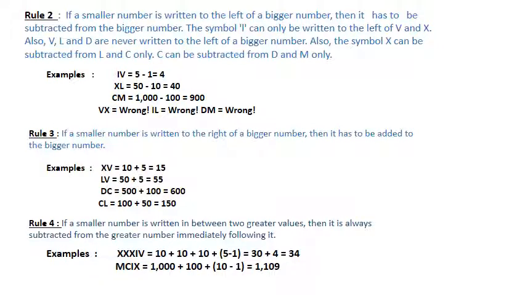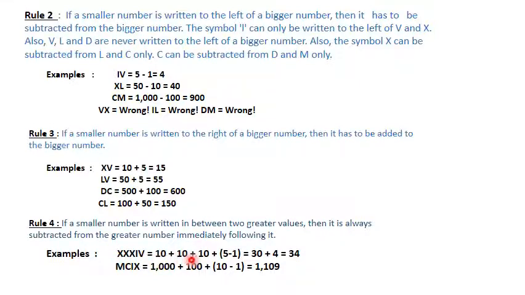Now see here, this I, which is the smaller number, is written between these two greater values. So in such a case what do we do? We subtract from the greater value. So what is the greater value in this? If you see here, children, X, X, X is repeated 3 times. So when it is repeated 3 times, what do we do? We add it. So the value of X is 10, 10, 10. 3 times it is written X, X, X. So we have added 3 times.